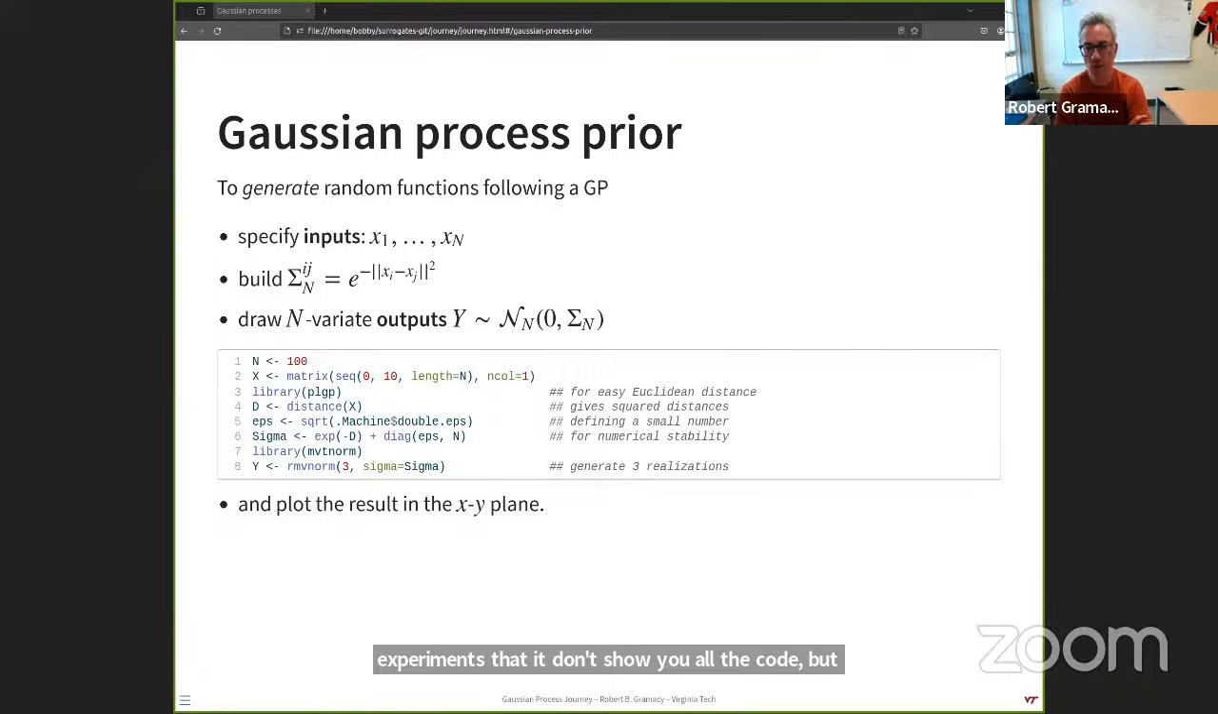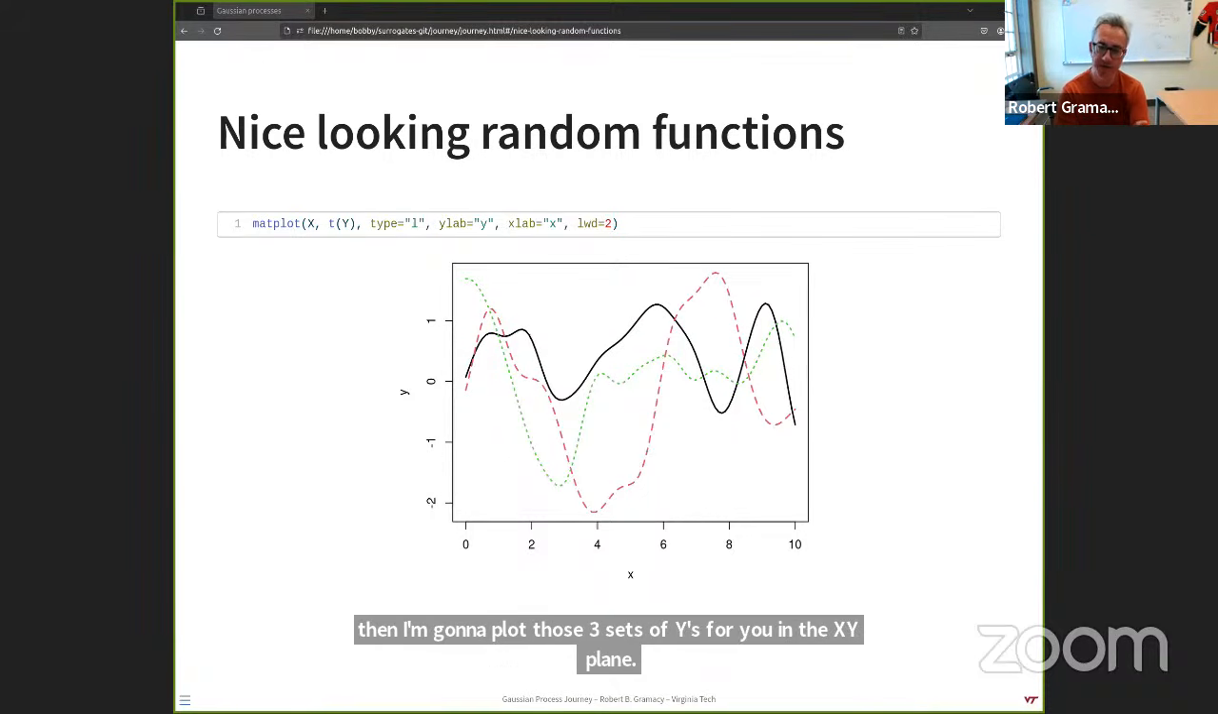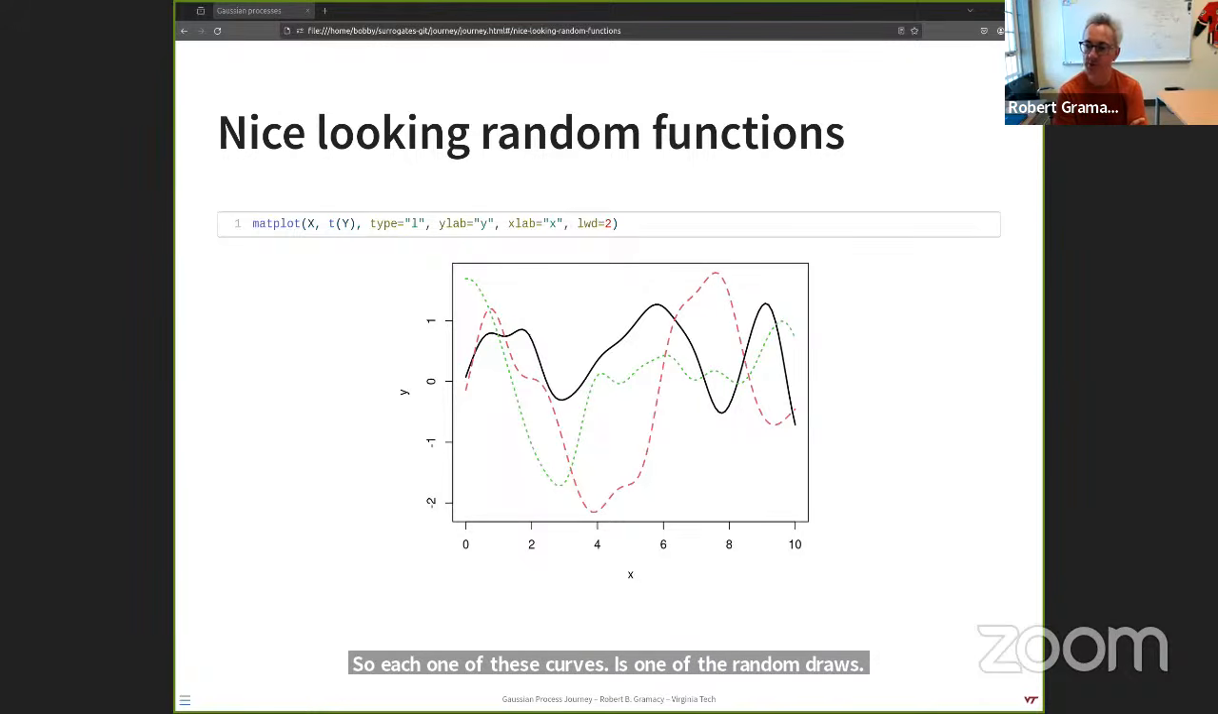So I've generated some y's that have a mean of 0 under a multivariate normal distribution, and a covariance matrix formed as e to the minus Euclidean distance. And then I'm going to plot those 3 sets of y's for you in the xy plane. So each one of these curves is one of the random draws that I got from that multivariate normal distribution. And you can see that they're kind of wiggly. They look like functions. They're functions that change direction a few times. It's not easy to predict which way they would go as a function of x in any particular realization.